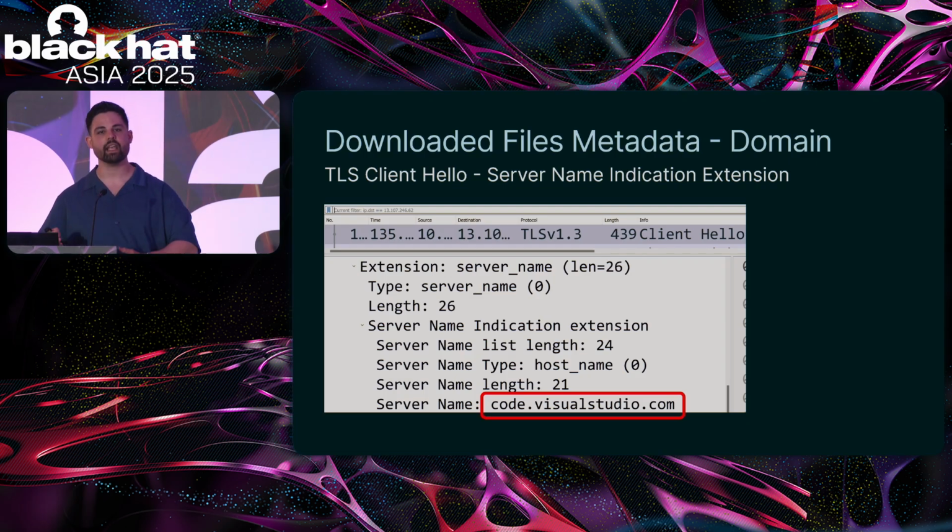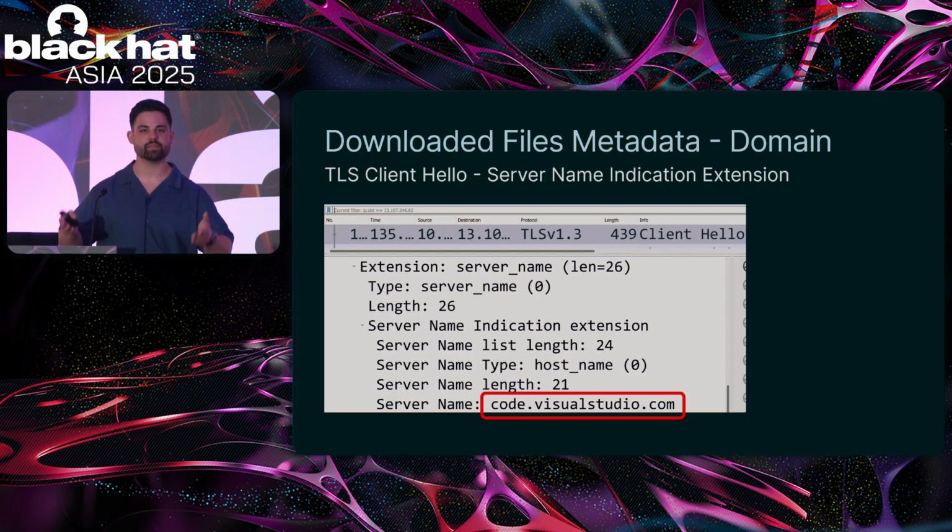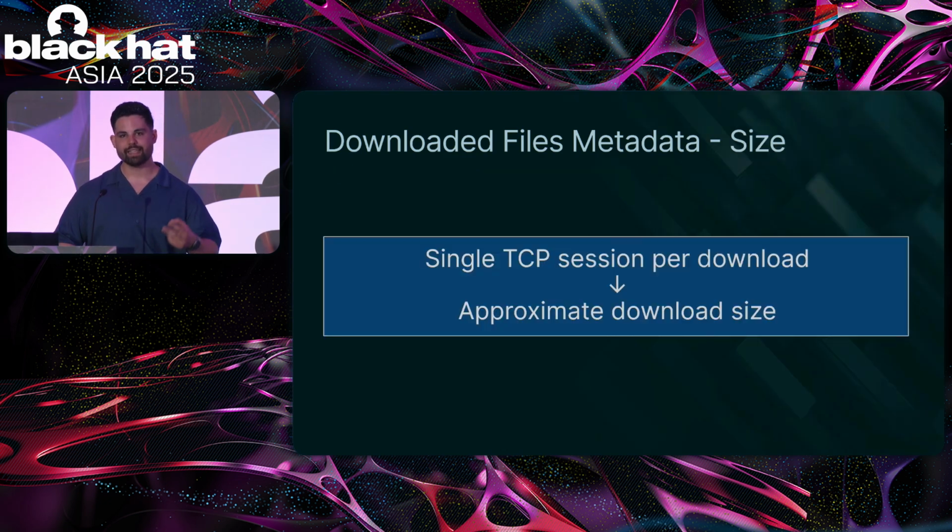Meaning that if we're exposed to victims' HTTPS traffic, even though it's encrypted, we can still determine the domains that the client communicates with. The second element present as part of the metadata is the approximate size of the data that is being transferred from the server to the client, the approximate size of the download.